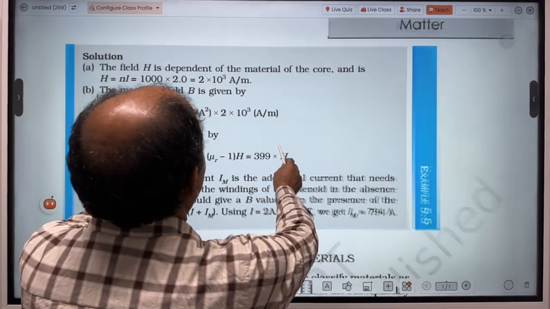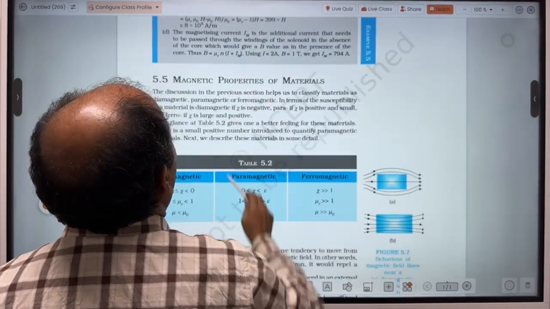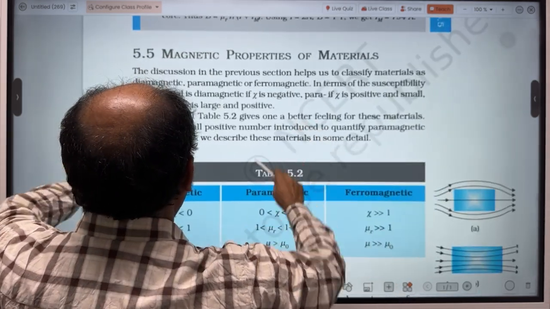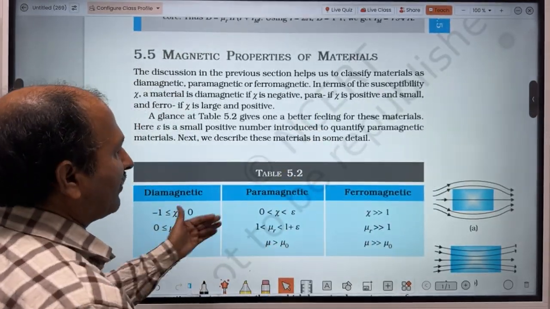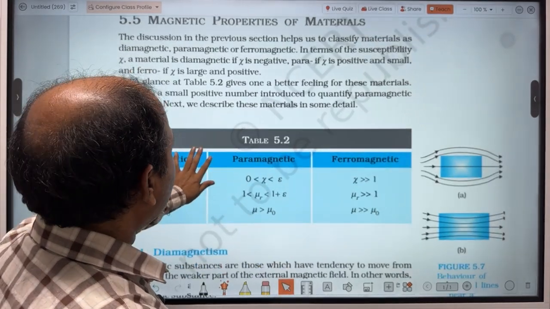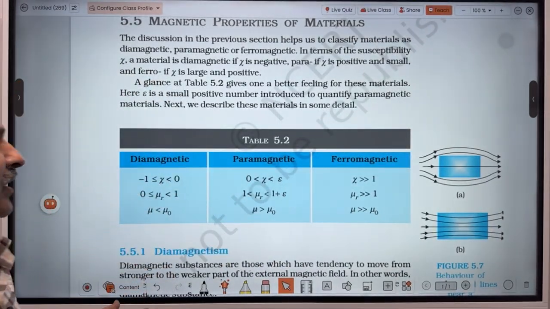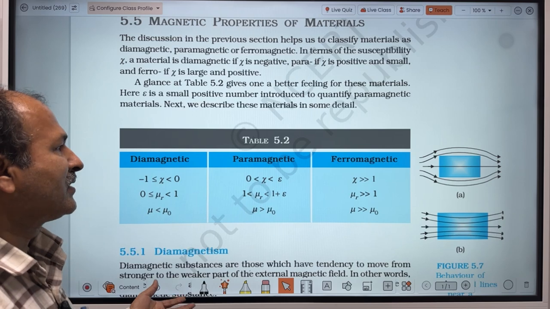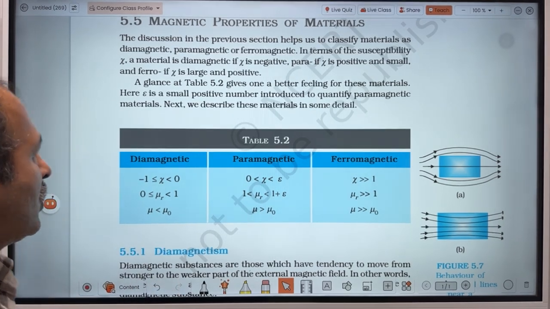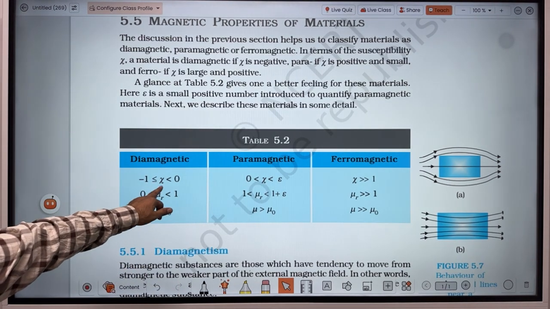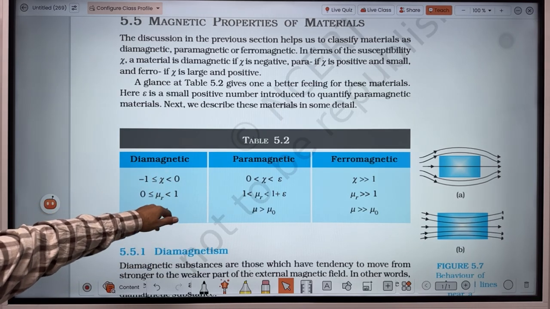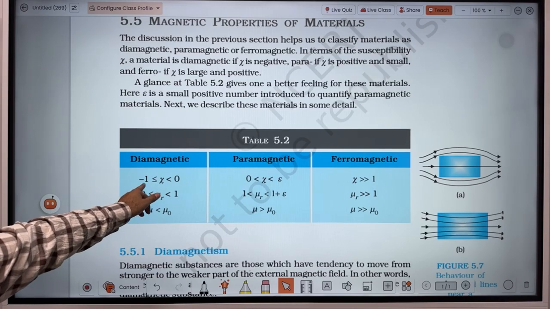Now we are going to see some magnetic properties of materials. Here we will see diamagnetic, paramagnetic, and ferromagnetic. Diamagnetic opposes the magnetism, right? Paramagnetic means it has magnetism up to a certain extent. Ferromagnetic means highly magnetic material. So we compare these values, chi and mu r. For diamagnetic material, chi lies between -1 and 0.